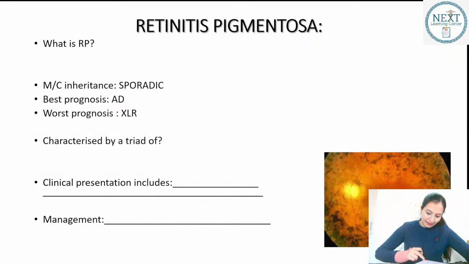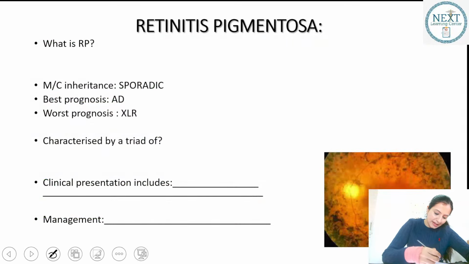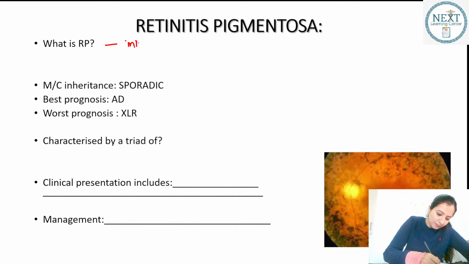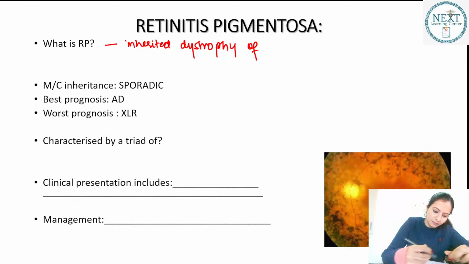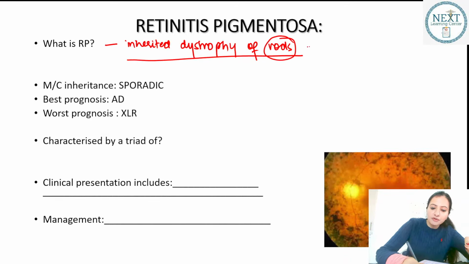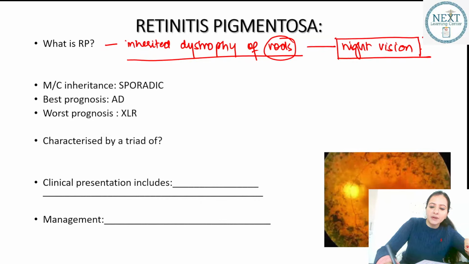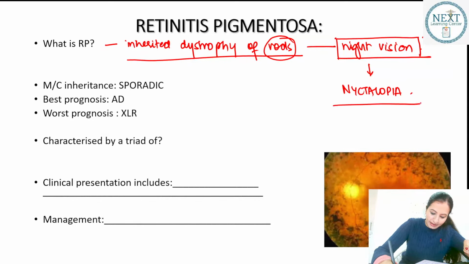Then talking about retinitis pigmentosa, what is it? It is nothing but an inherited dystrophy of the rods. So we know that rods are responsible for night vision. Whenever there is dystrophy of rods, what will happen? The patient will have loss of night vision, which you call nyctalopia or night blindness.